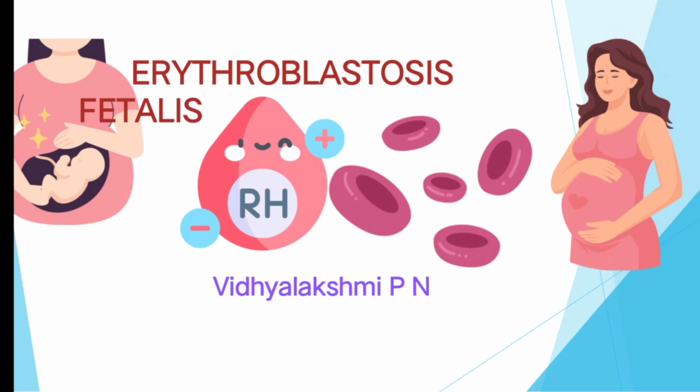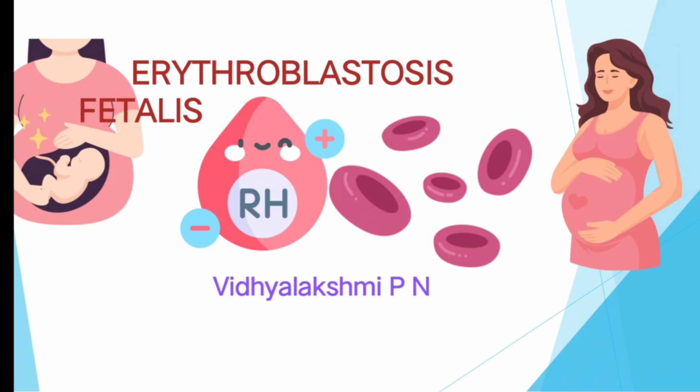Before proceeding into the topic, we must know the basic concept of Rh incompatibility. For example, if a mother has a negative blood group and her husband has a positive blood group, there is a chance the baby they conceive may have 50% negative blood group and 50% positive blood group due to the father's blood group. If a mother with a negative blood group is conceiving a positive blood group baby, our body will act by producing an antibody.